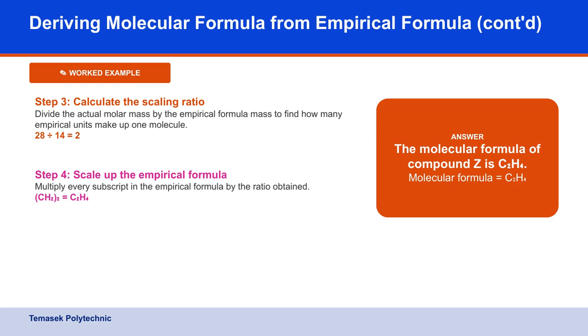The molecular formula of compound Z is C2H4, which you may recognize as ethylene, a gas widely used in the plastics industry to manufacture polyethylene. That connection between formula derivation and real industrial materials is exactly why this process matters in engineering chemistry.